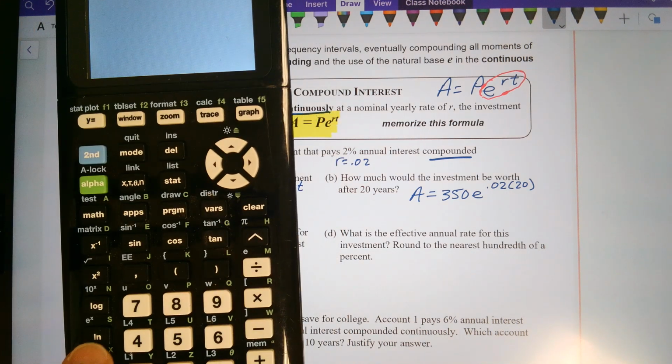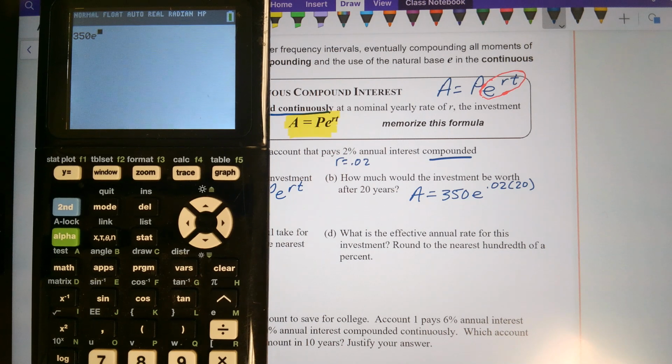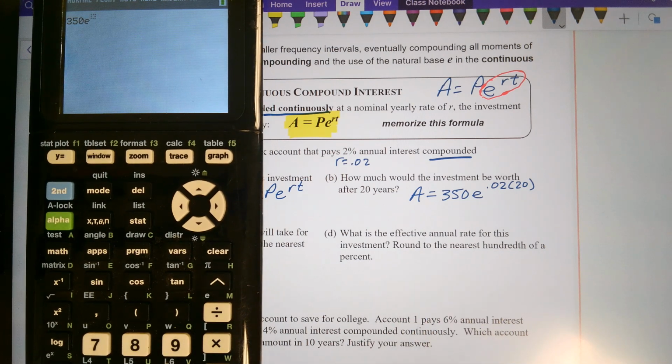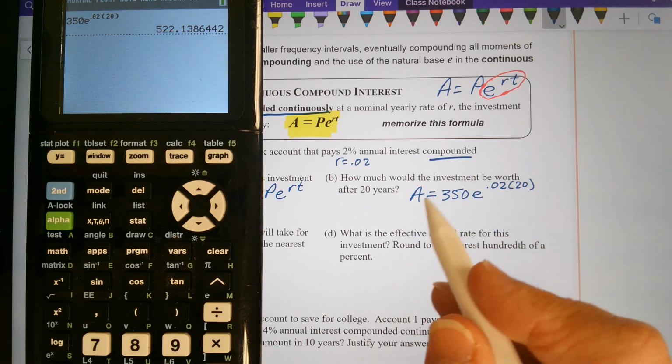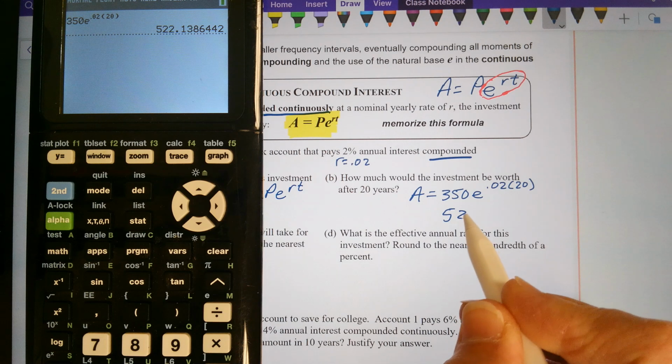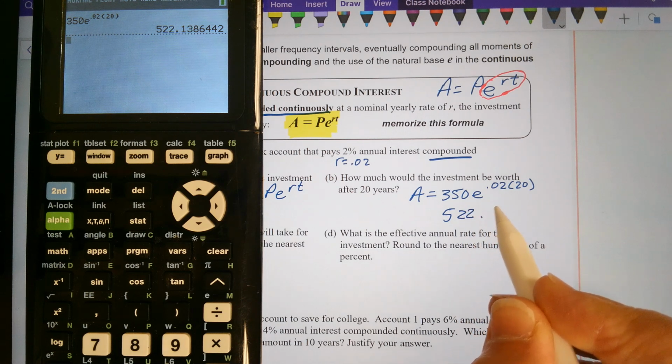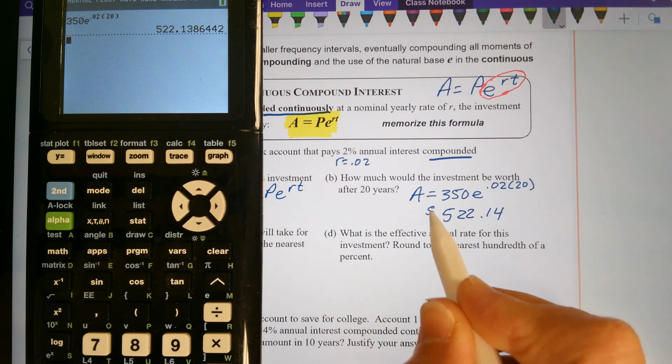There's ln. E to a power is second ln, times 20. So it would be worth $522.14.